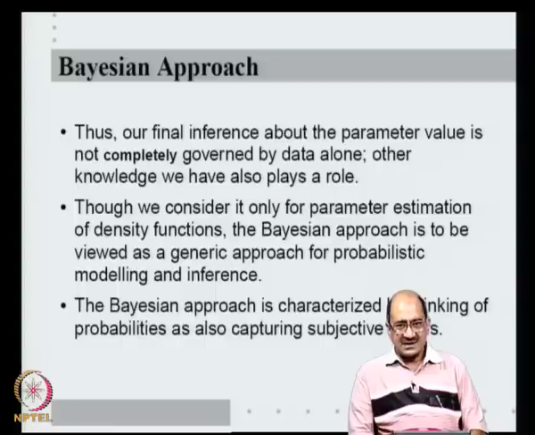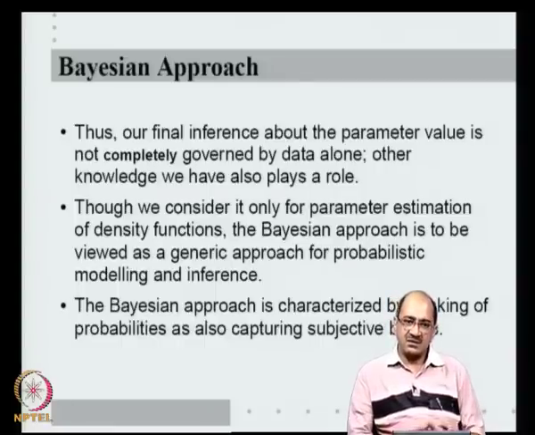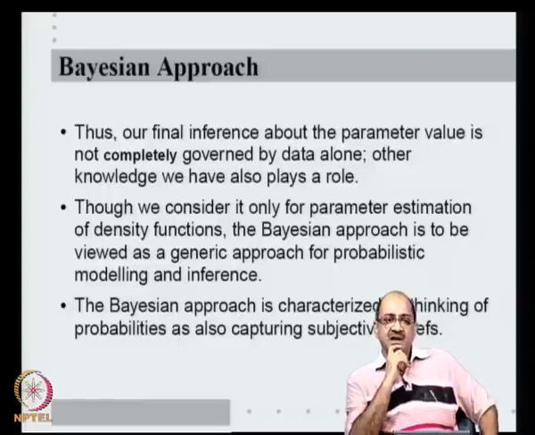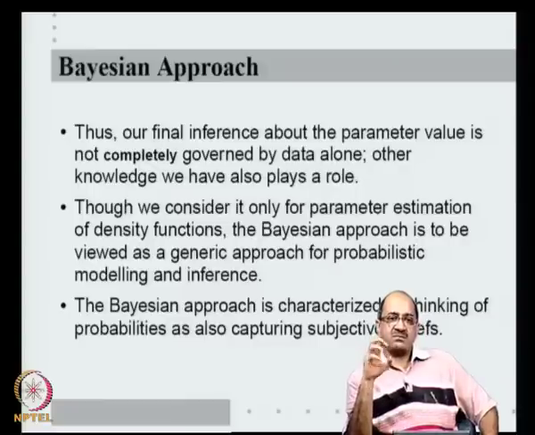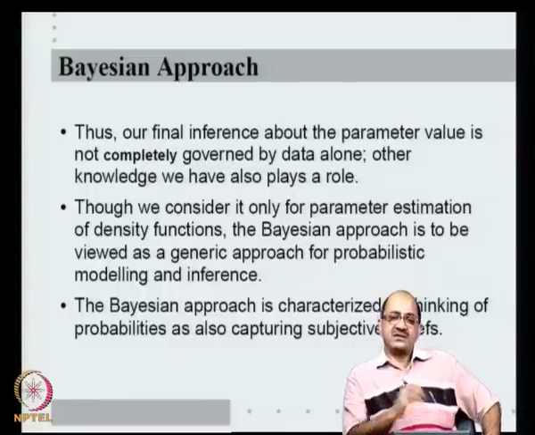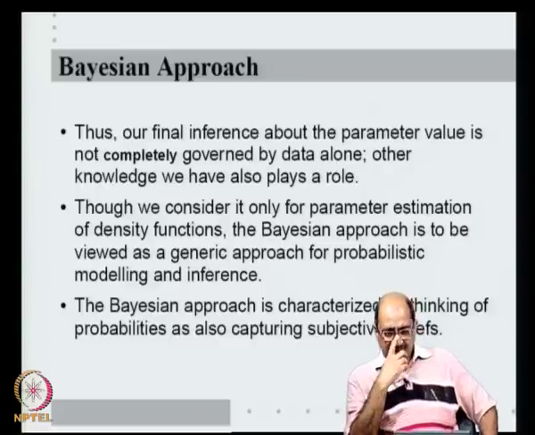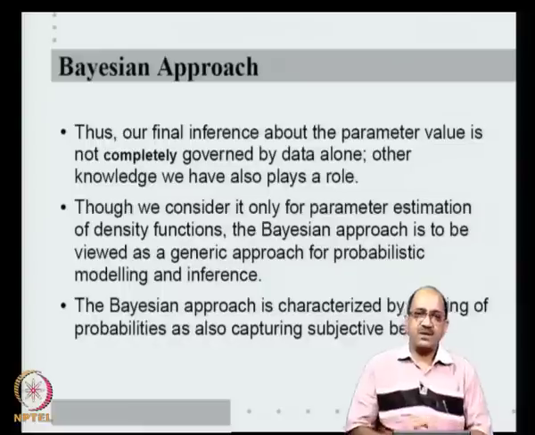So, the idea is that probabilities can also capture lack of knowledge through whatever subjective inference that we can make, apart from only capturing situations of repeated random experiments. Maybe at this stage I can give you a classical example of the Bayesian approach.